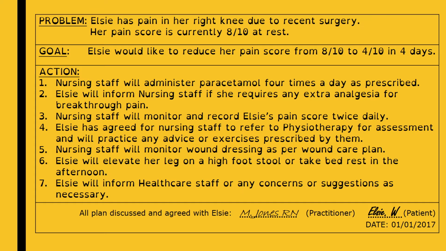If Elsie had trouble understanding the 0 to 10 pain scale, I might use a visual aid or use the terms mild, moderate or severe to simplify it. As we have set the goal to be achieved in 4 days, this is when the care plan should be reviewed. This is the time frame.